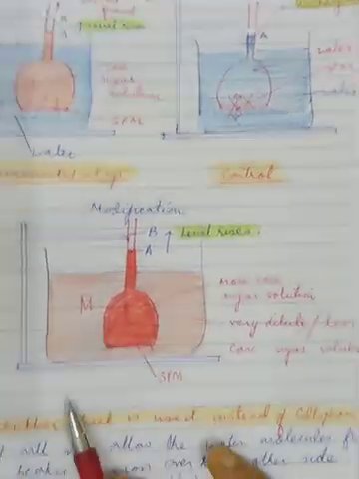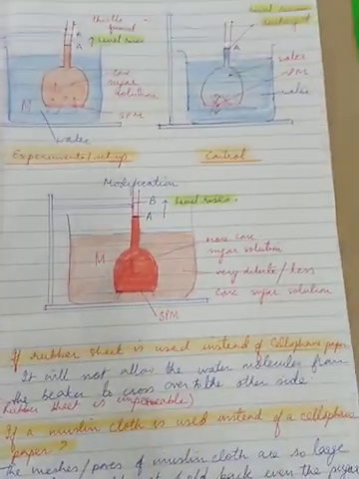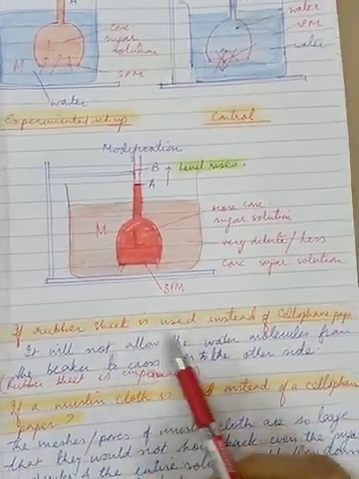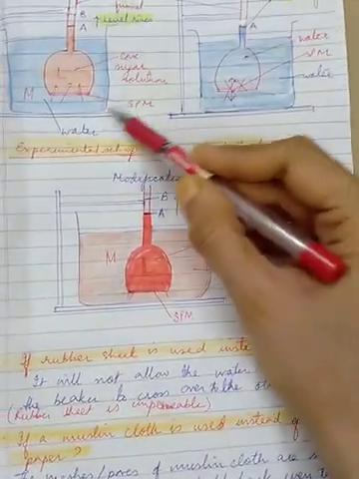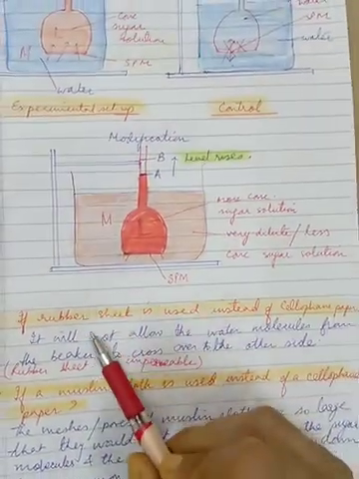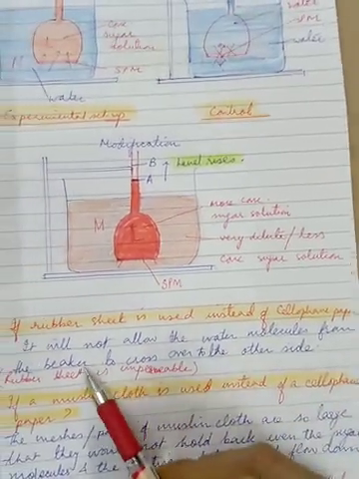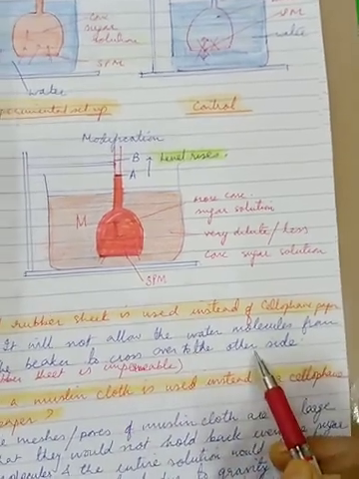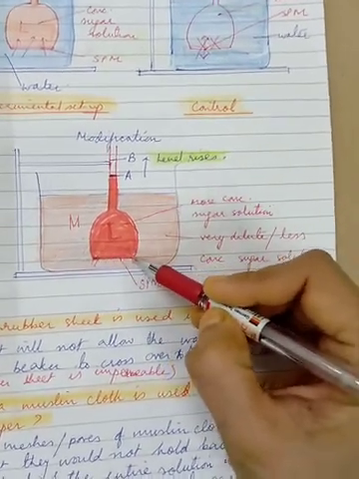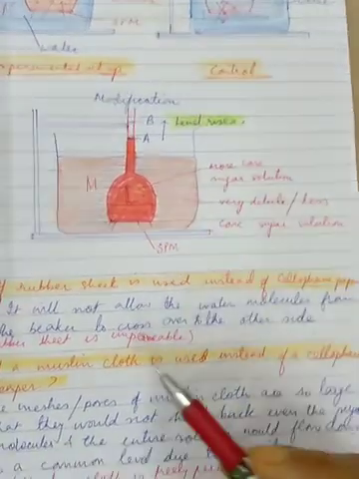Now let's see a few modifications. If in the above experiment, instead of a cellophane paper or a semi-permeable membrane, suppose we use a rubber sheet. Suppose this was a cellophane paper tied up, but now we are using a rubber sheet, what will happen? Rubber, because it is impermeable, will not allow any water molecules from the beaker to cross over to the other side. That means in spite of the difference in concentration of water molecules, if we tie a rubber sheet here, naturally there will be no movement of water molecules. Reason? It is impermeable.